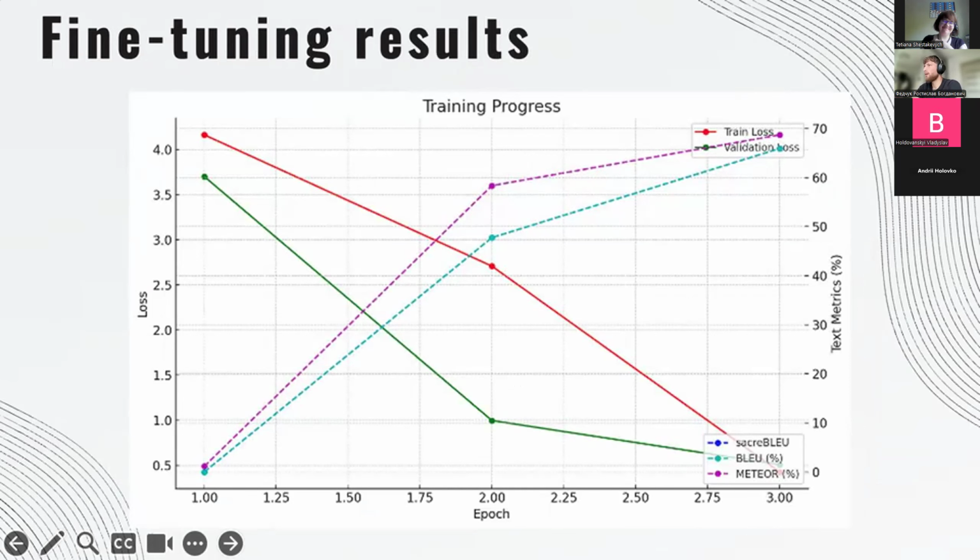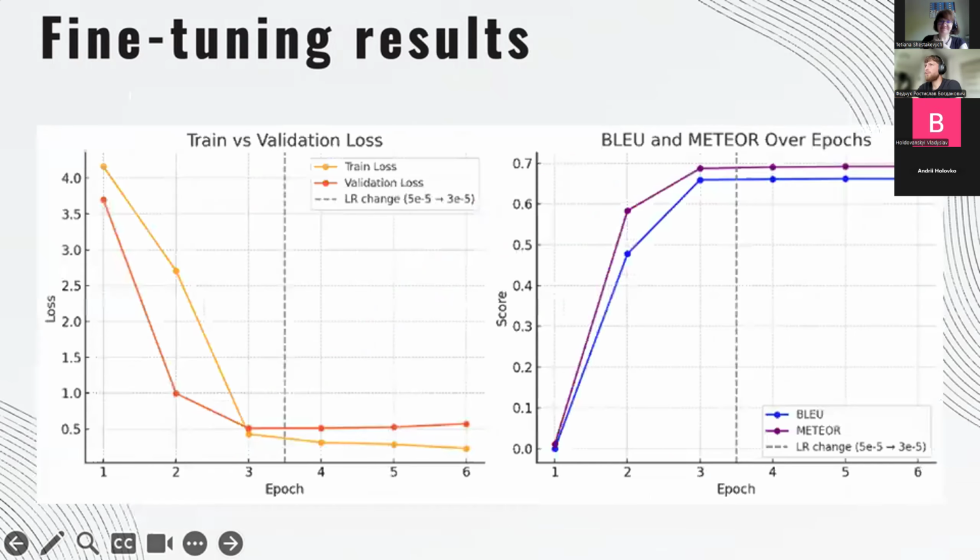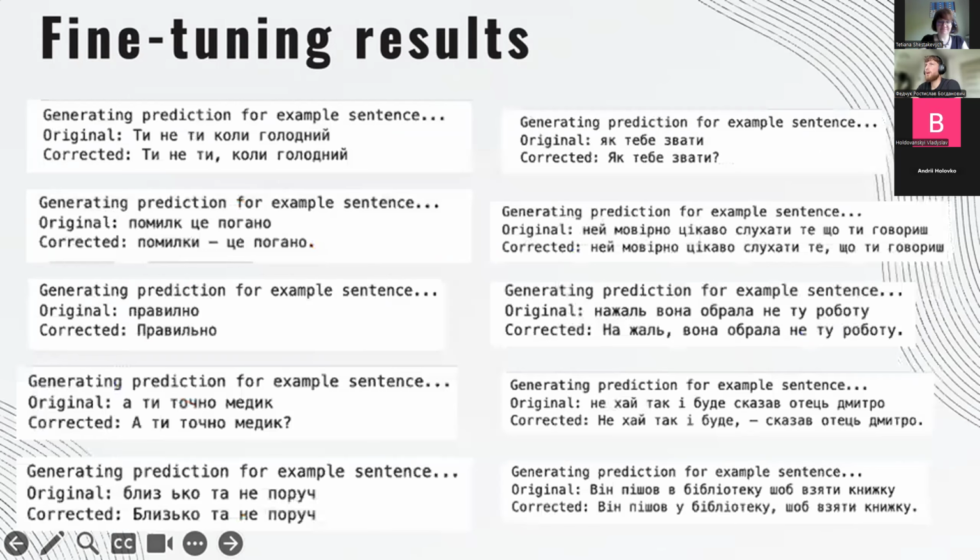Here we can see how the training itself went, and here the training and validation losses and the metrics, BLEU and METEOR. We can see that for the three epochs it was the best, then it was slightly better, but the three epochs is the best. On this slide, you can see how it works: we have the original text and the corrected text. Summarizing in graphs, we can conclude that the chosen approach to training the model is effective. High indicators are good, but of course it can always be better.